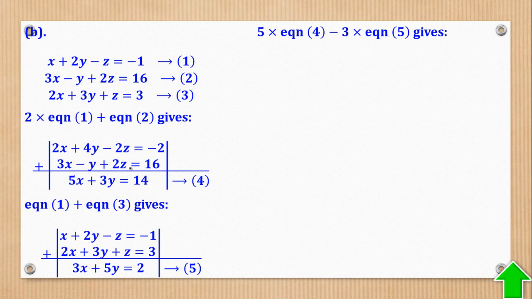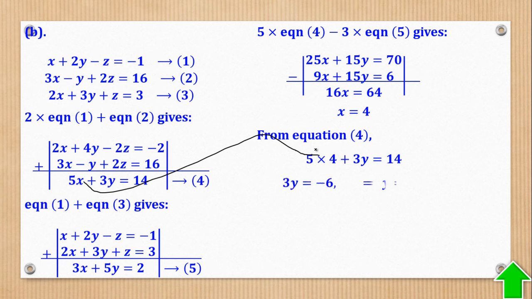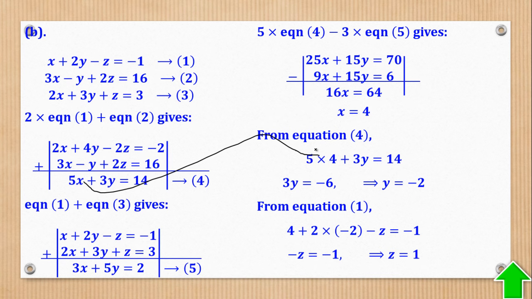Then now I can solve these two equations simultaneously to get the value of x. So this minus that, this 0, this minus that. Then I divide both sides by 16 to get x. Now from equation 4, I'll substitute for x to get the corresponding value of y. And from equation 1, I'll substitute for x and y to get the value of z. And that's what they want.